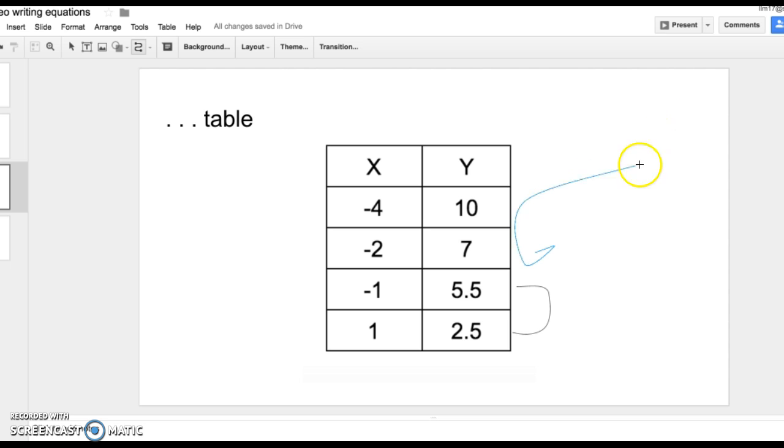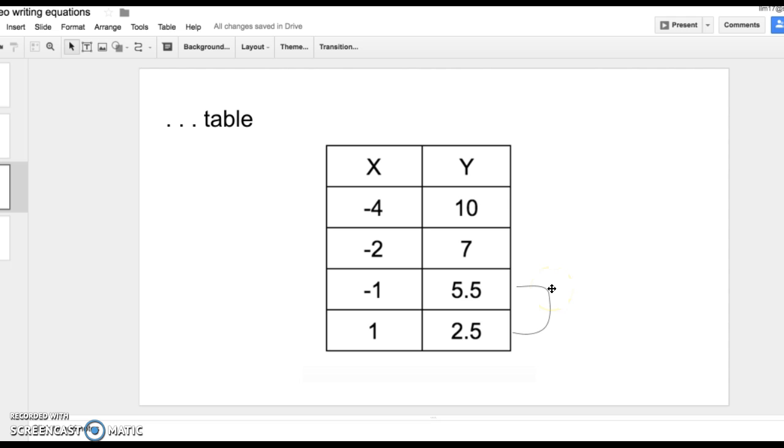Yes, I'm having some technical difficulty with my cursor, excuse me. So our change in y here is we're going down again. We're going down 3, and our run is going up 2. So down 3 over 2. Here I went down 1.5 and up 1.